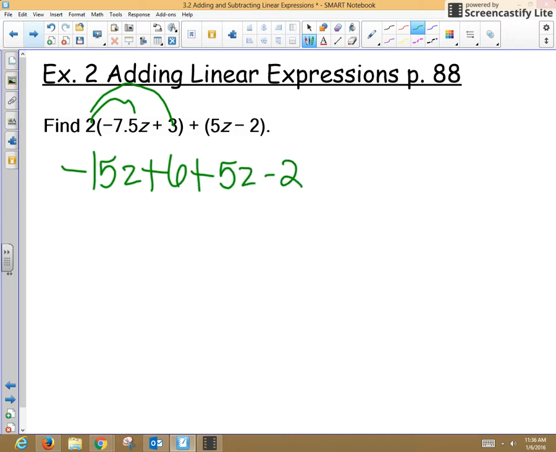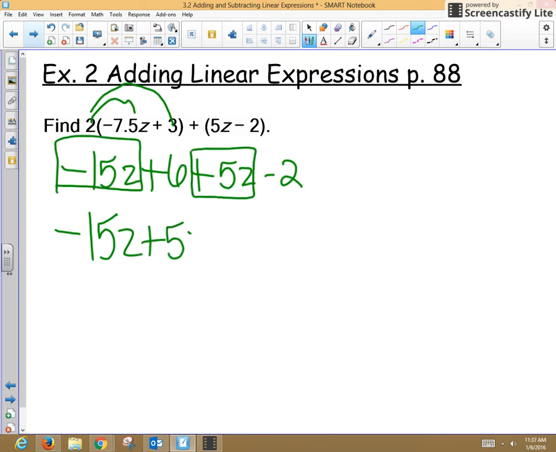In order to combine like terms, I'm going to use commutative property to change the order to group the like terms together. So negative 15z and plus 5z, I'm going to write first, and then I'm going to bring plus 6 and minus 2 down. Remember, you can group them using parentheses because of associative property.